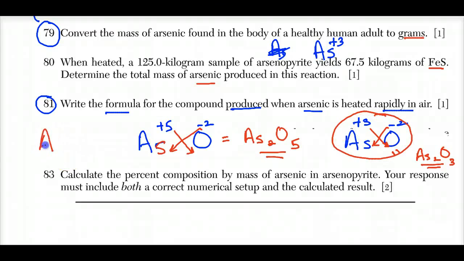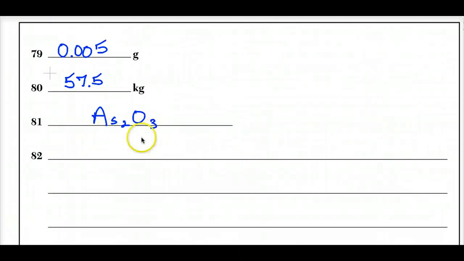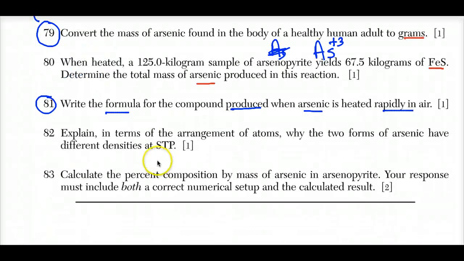So again, arsenic is plus 3. Oxygen, if you look at it on the reference table, is negative 2. Crisscross and reduce to lowest terms, and you're going to get As2O3. Just like that, As2O3, and no phase necessary. Number 82, explain in terms of the arrangement of atoms.